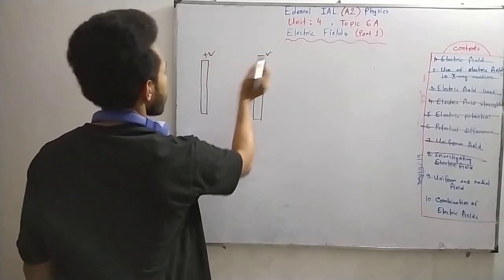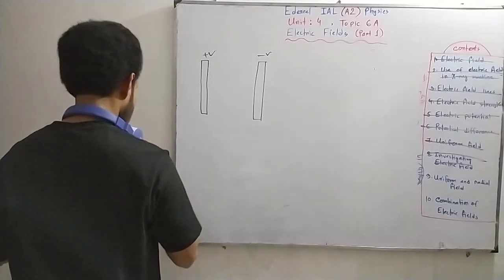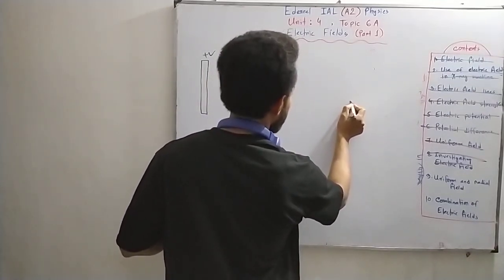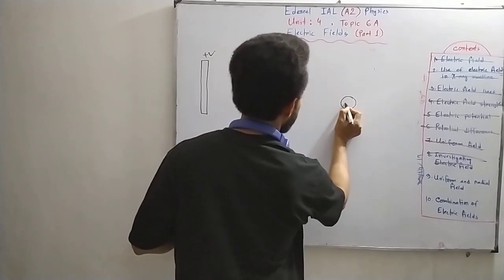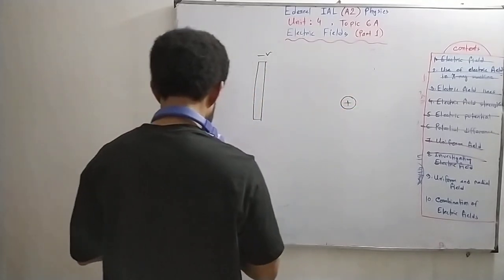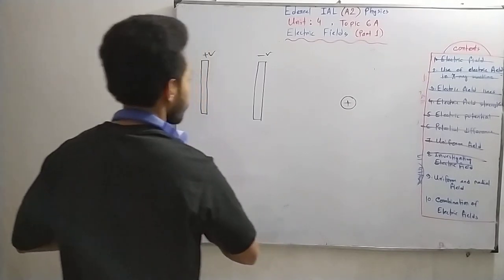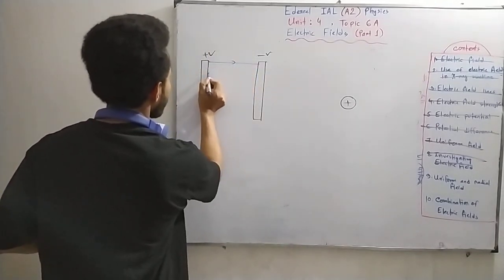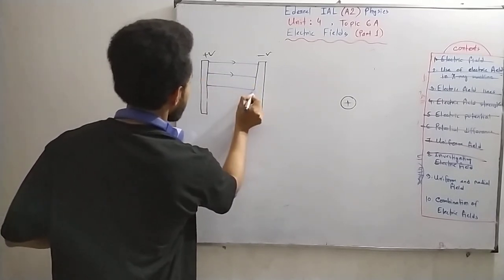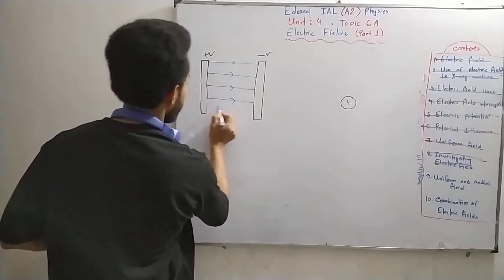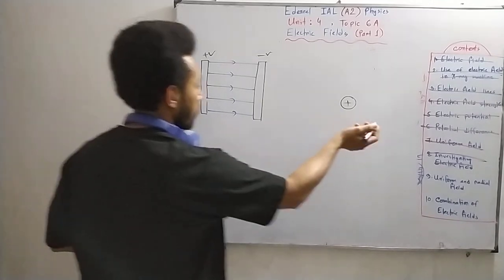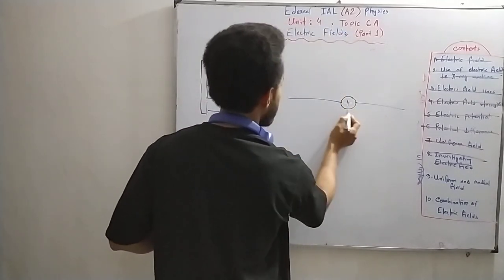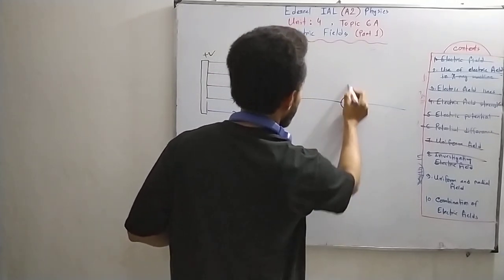Plus V, minus V, and you have a charged particle, plus. So there will be electric field lines from the positive to the negative, and you have the electric field indicating outwards.